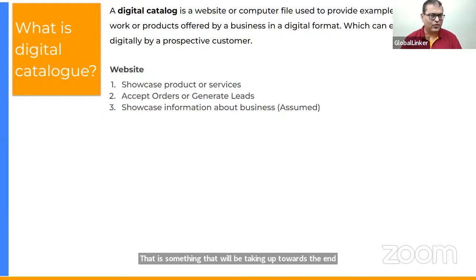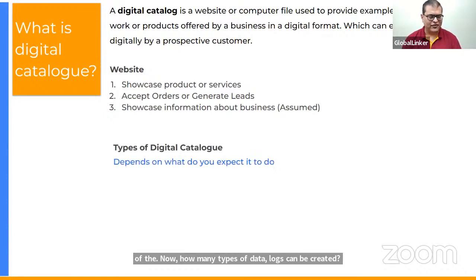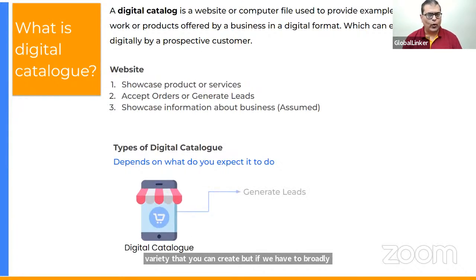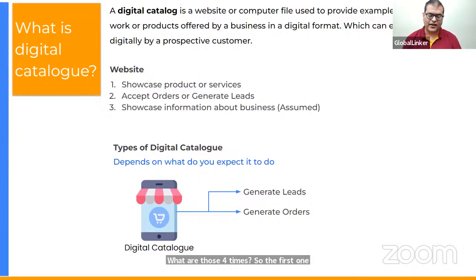Now, how many types of digital catalogs can be created? It depends on your imagination. There is a wide variety that you can create, but if we have to broadly classify them, there are four types of digital catalogs which can be created. What are those four types? The first one is generating leads. The second is generating orders.